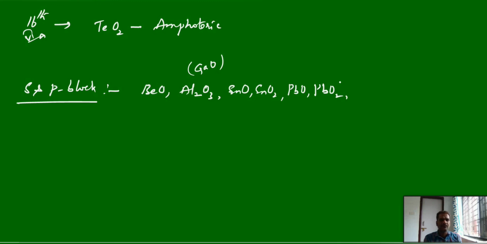Next, the 15th group, arsenic and antimony in the +3 oxidation state, are amphoteric. Next, the 16th group, tellurium, is amphoteric. That's it. These are the amphoteric oxides in both s and p block. Easy to remember. If you remember these, the remaining you can easily identify as acidic or basic. Neutral, anyhow, we know the three.